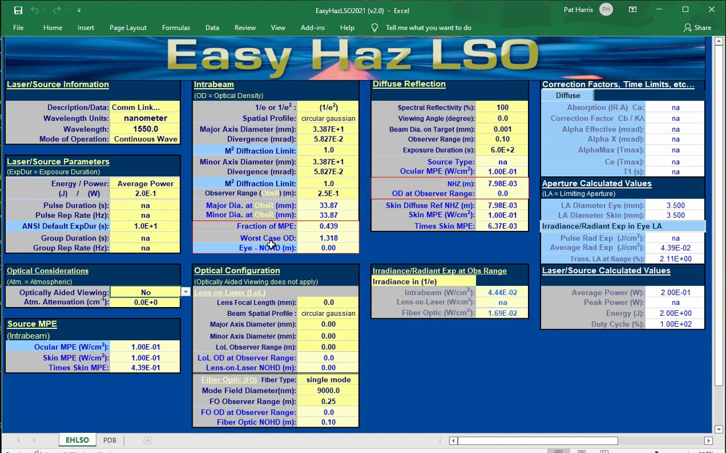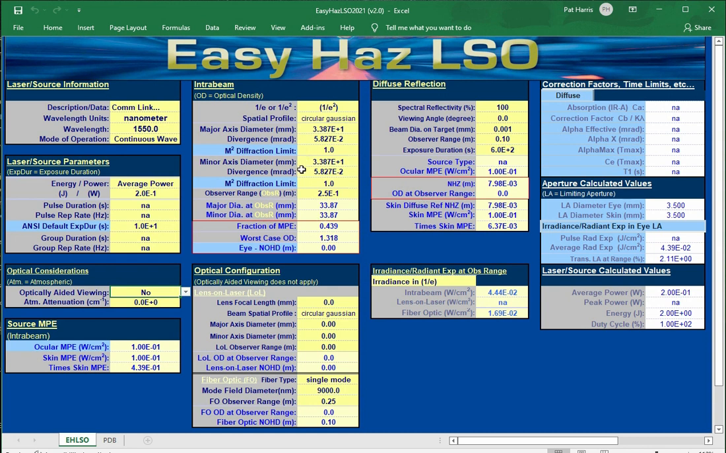As I said, most of the time it goes without being said that we're always referencing the output aperture of the laser when we're talking about distances such as the NOHD. Most times it doesn't matter, but sometimes it does, so we need to think about that.